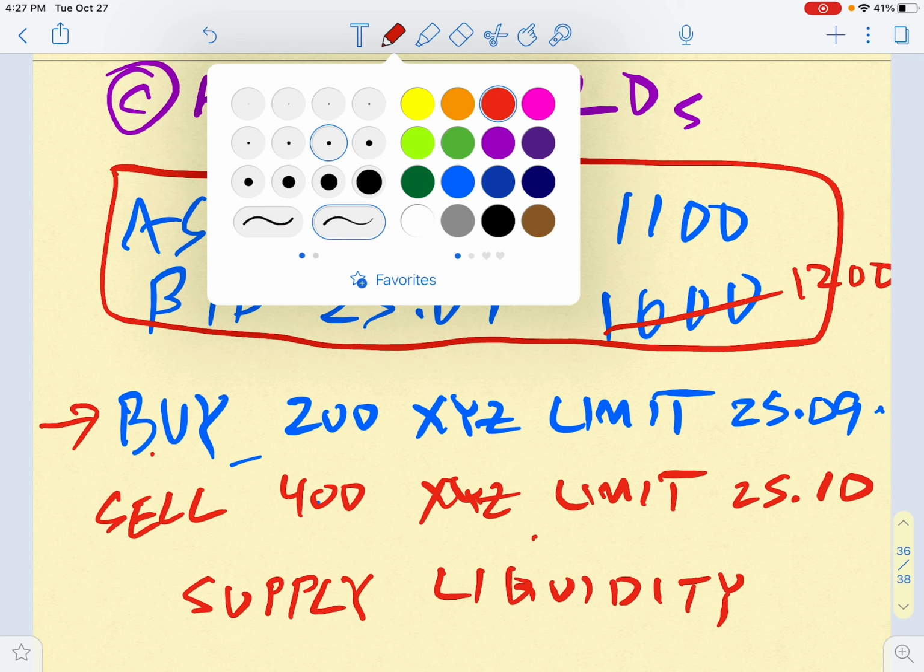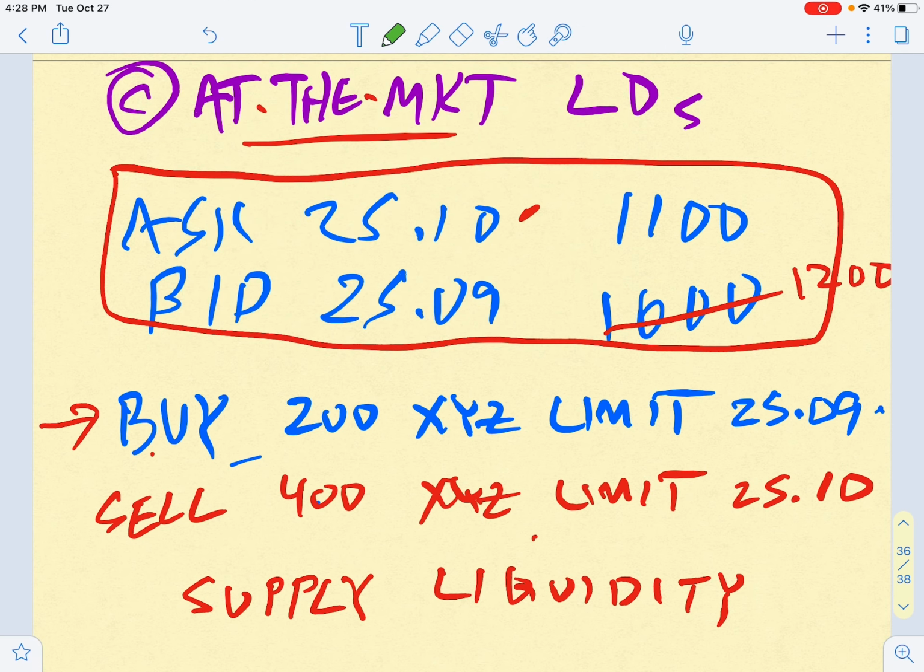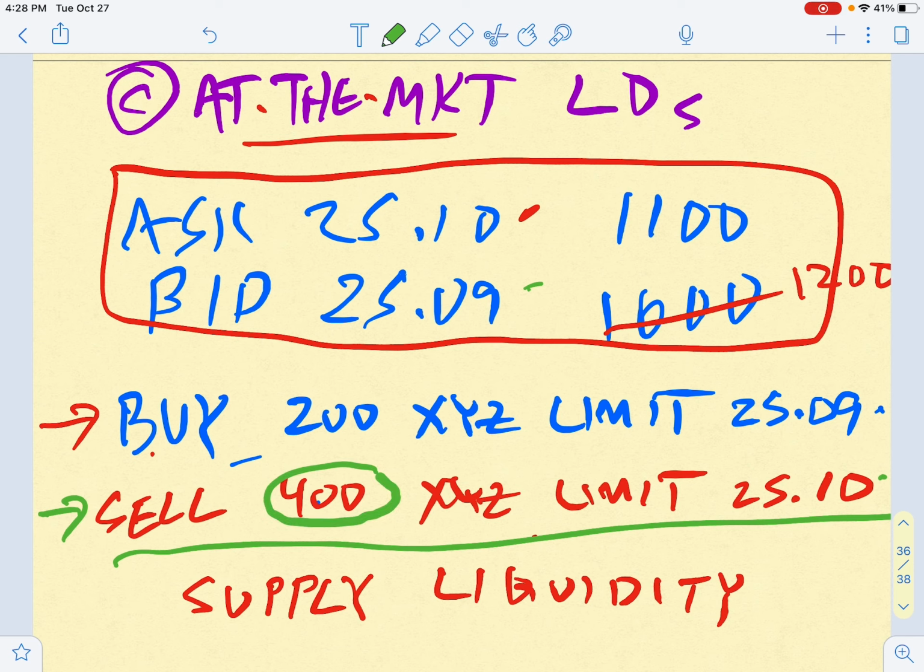Well, how about an example with an at-the-market limit order to sell? Sell 400 XYZ, limit 25.10. Sellers look for buyers, buyers bid. The highest price anyone's willing to pay is 25.09. This person won't sell for anything less than 25.10. So the order will not execute. There will not be a trade taking place. Therefore this order and the 400 shares of interest in selling just go to the size in the limit order book at 25.10. So instead of 1,100, it becomes 1,500.